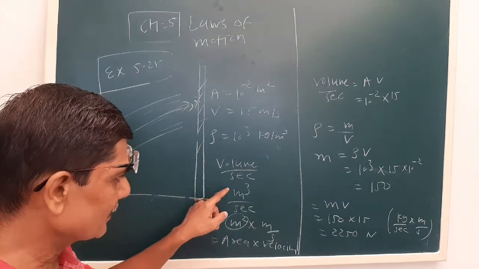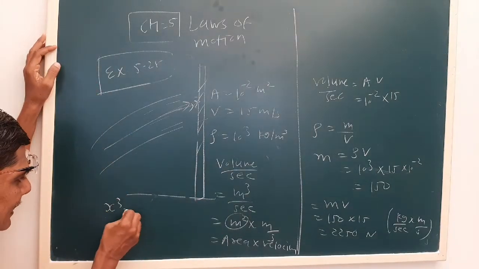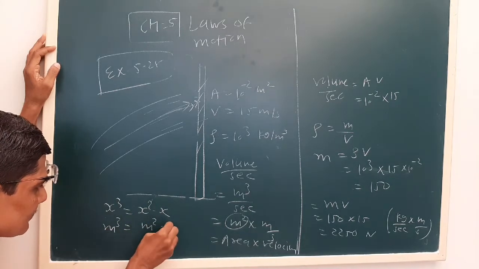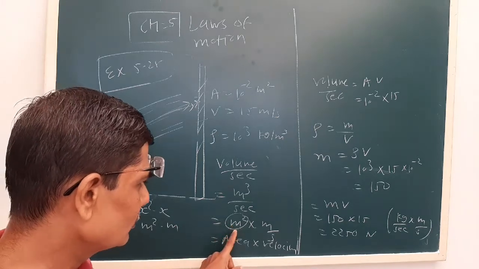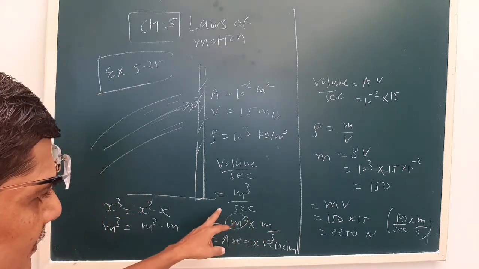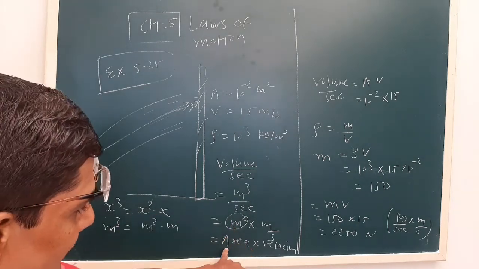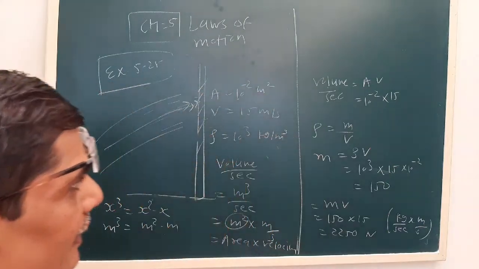Volume per second is meter cube per second. See, x cube we can write as x square into x. Same way, meter cube is meter square into meter. So this is meter square into meter per second. Meter square is area, meter per second is velocity. So volume per second is area into velocity.